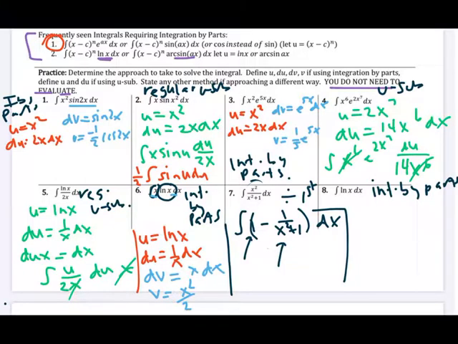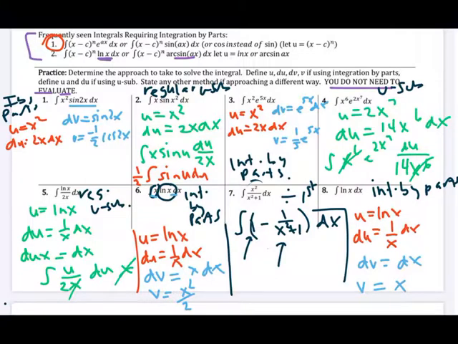If we did this, u would have to be natural log of x because I don't know how to integrate natural log of x. That means that du would be 1 over x dx. So then you should be asking yourself, well, what's dv? dv is just dx, which means that v is just x.